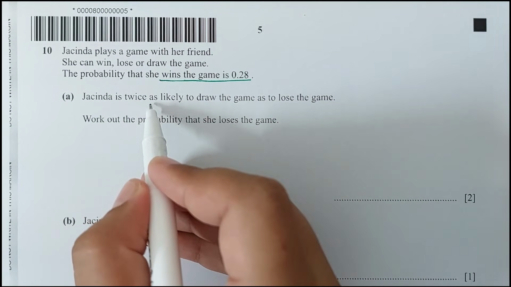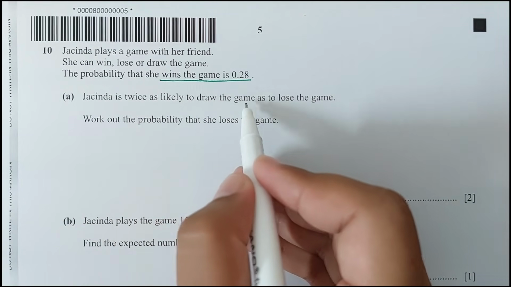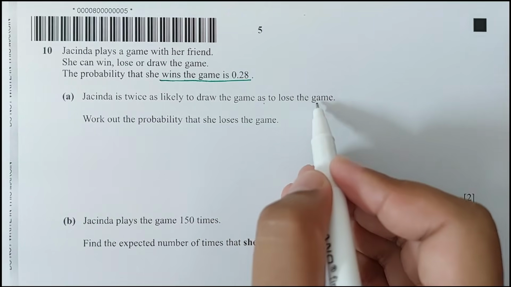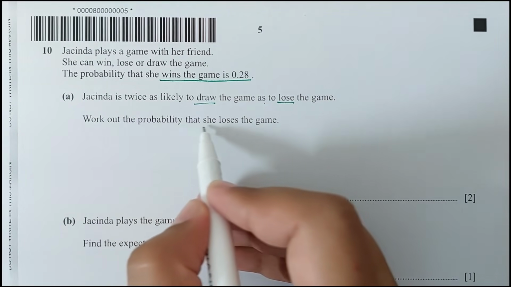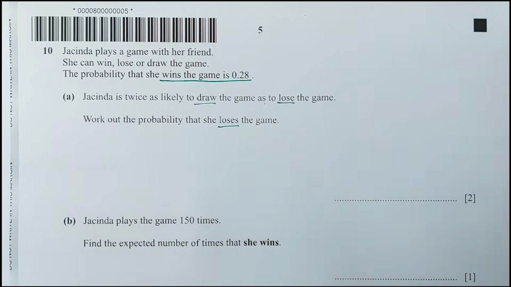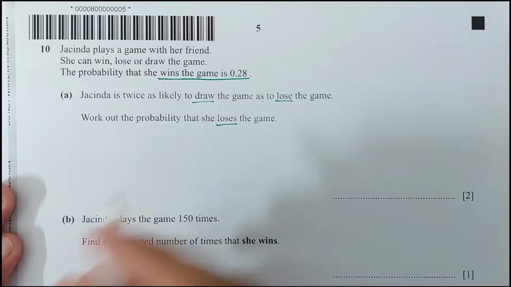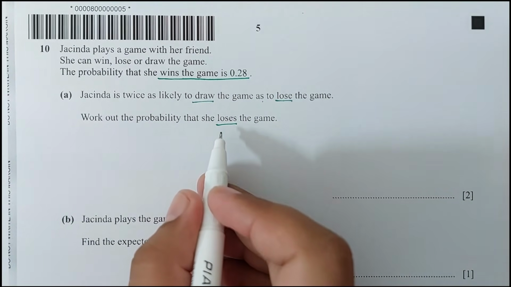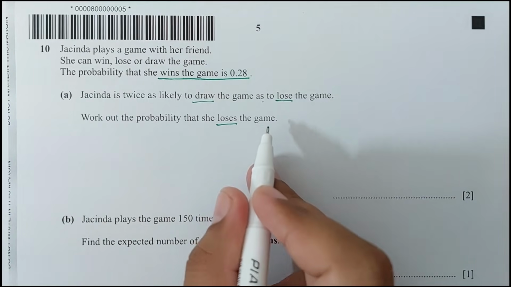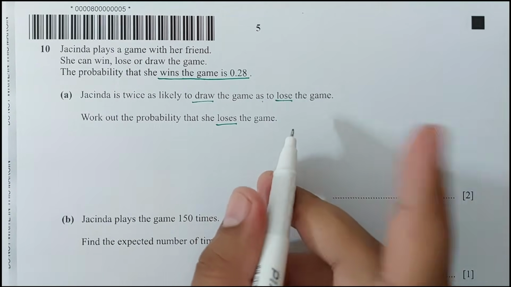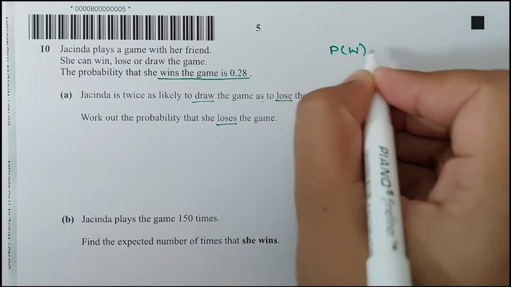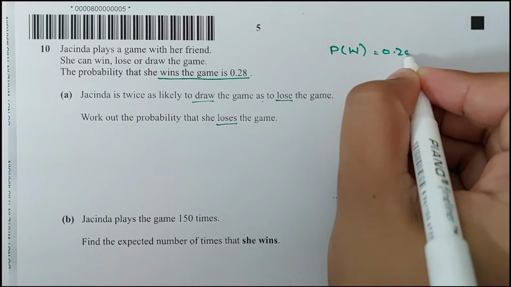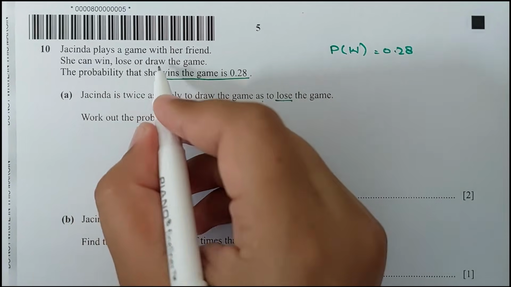Jacinda is twice as likely to draw the game as to lose the game. Work out the probability that she loses the game. As we know, the sum of all three probabilities equals 1. The probability of win is given, which is 0.28. She can win, lose, or draw.